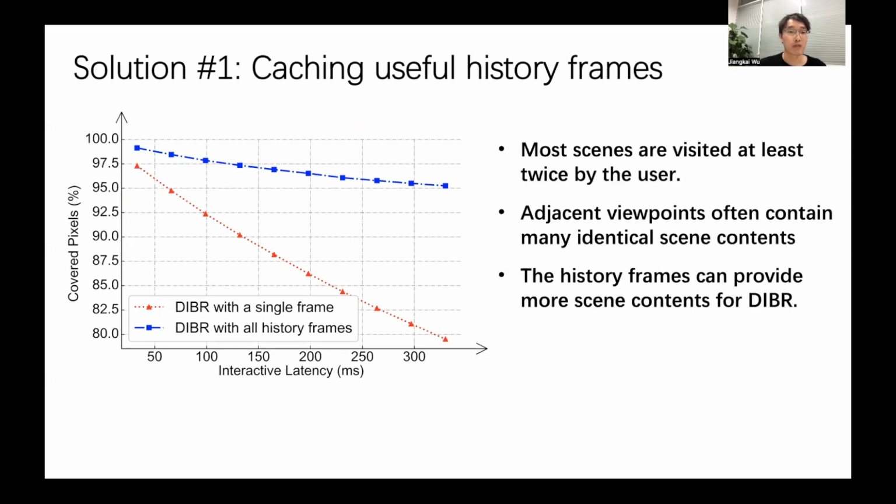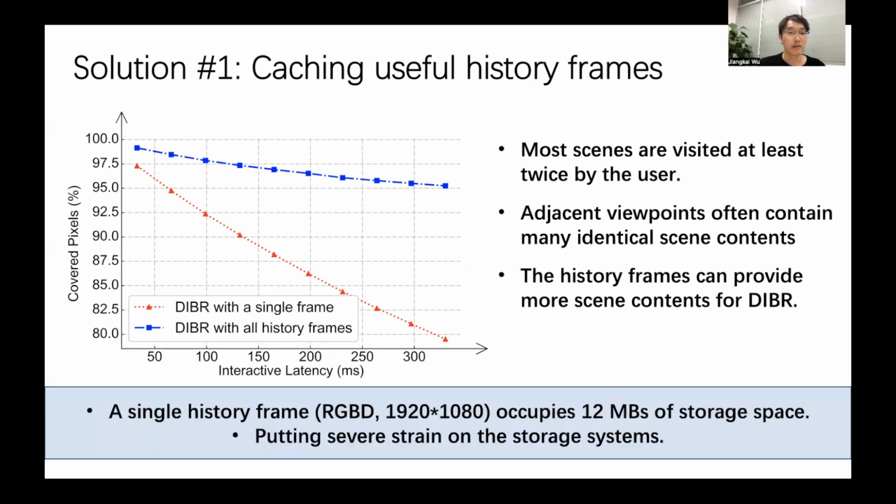To analyze how much the history frame can reduce the holes, we evaluate the performance of DIBR with a single frame and DIBR with all history frames. As shown in the figure, the result indicates that adding the history frame can significantly increase the pixel coverage of DIBR. In this way, the hole artifacts from uncovered pixels can be reduced. However, the end device needs huge storage to store the history frames because even one single history frame will occupy 12 megabytes.